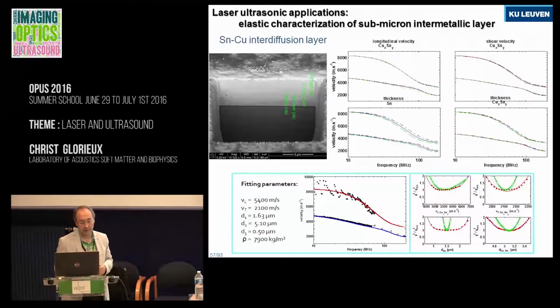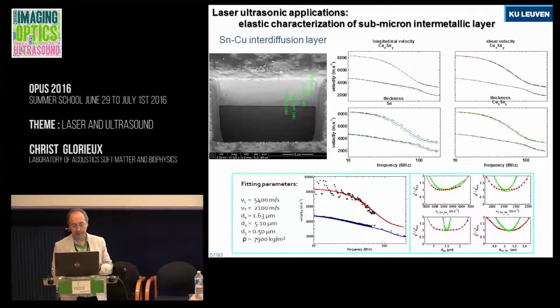So you have a multi-layer system, and the goal of the experiment was to characterize this very thin layer of alloy between the tin and the copper. Actually, the thin layer of alloy even consisted of two layers. So it's really a multi-layer system.